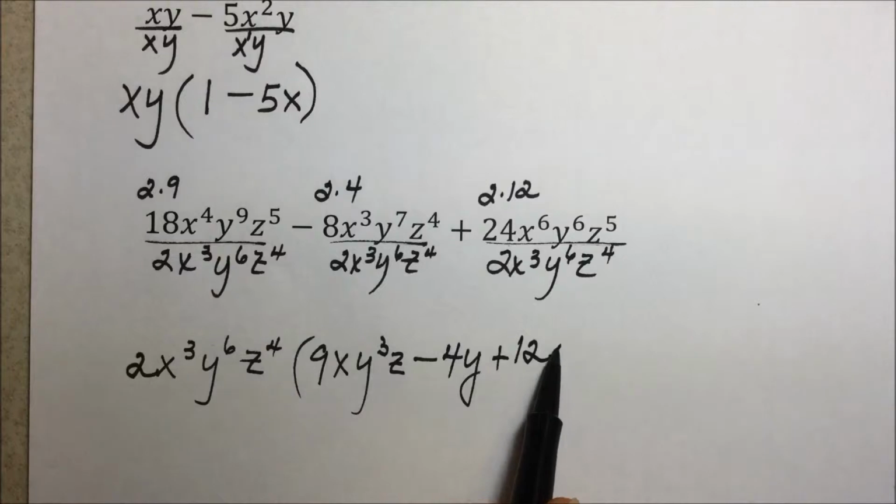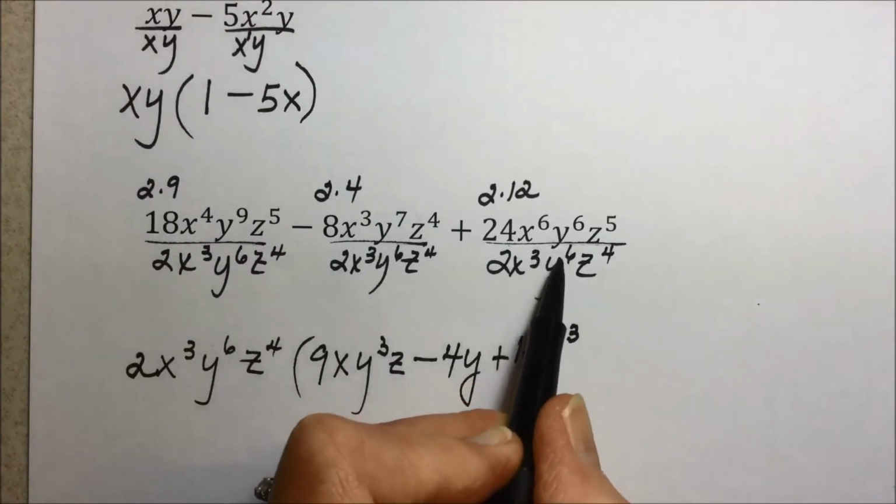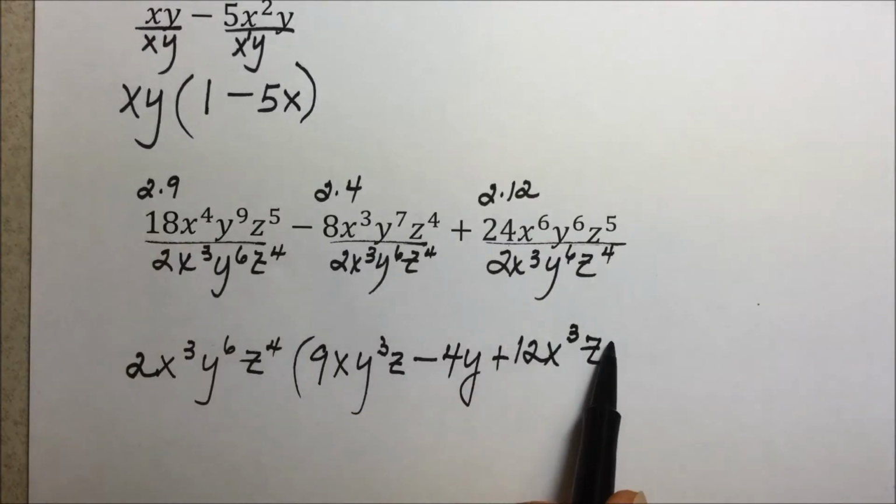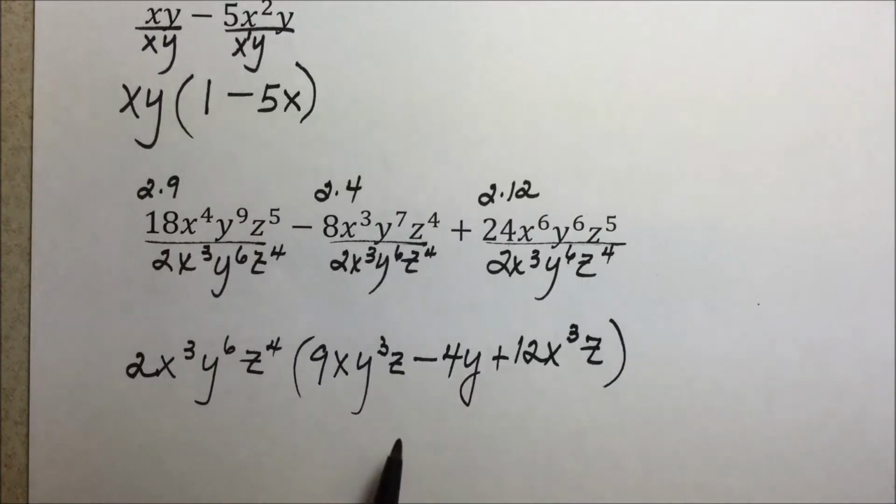Common bases with our x. Subtract the exponential powers, leaves x to the 3rd. Y to the 6th cancel one another out, leaving a 1, and a z to the 5th over z to the 4th is a z.